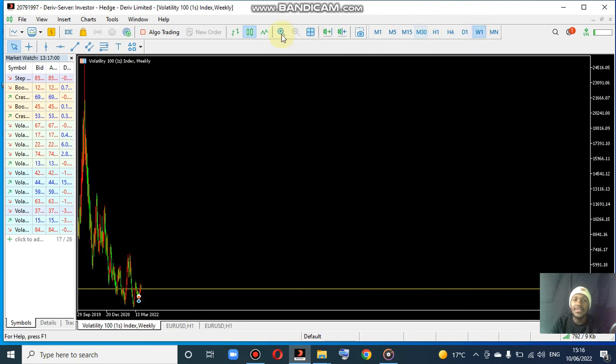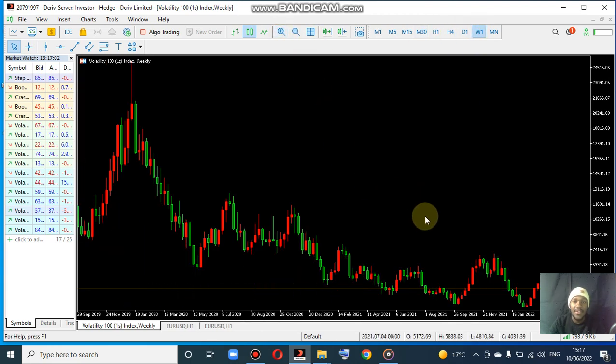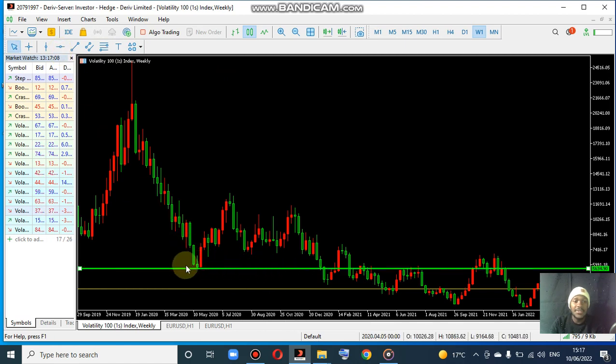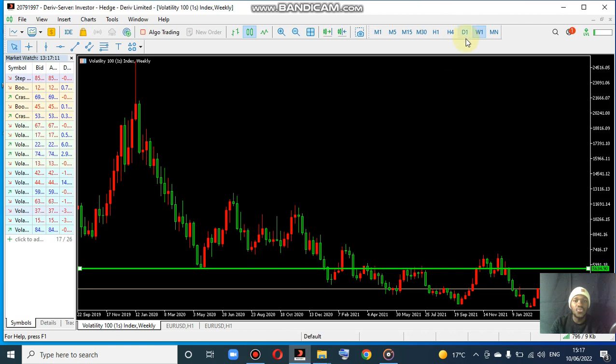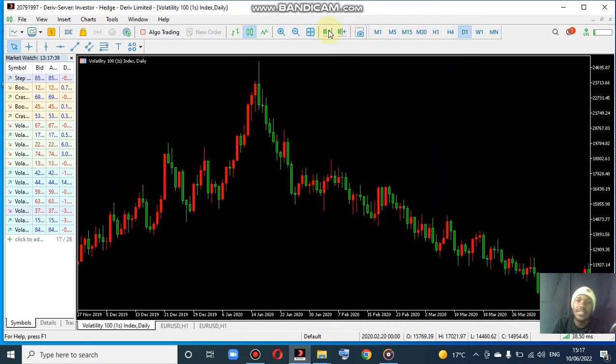Let me start from weekly and see what I have here. Okay, I'll use my horizontal line. I'll put it here. Before I go to H4, look at this. We have a touch here. I assume it was a first touch because there's nothing on my left. It was broken here. The price went up, it went down, it was tested again. The price went down, it was tested again. It was broken here. Let's go to daily and see what happened on the daily time frame.